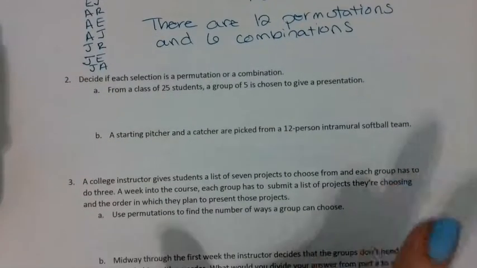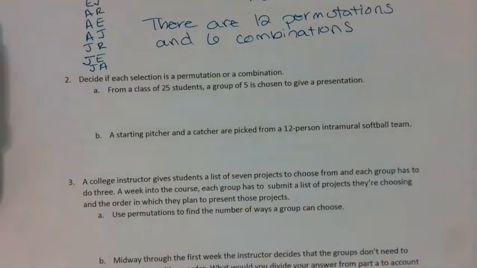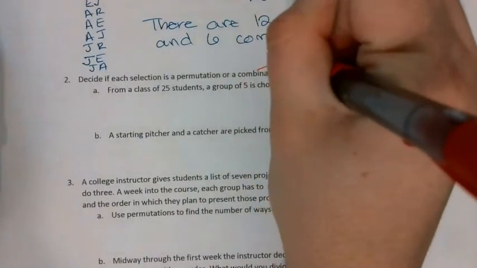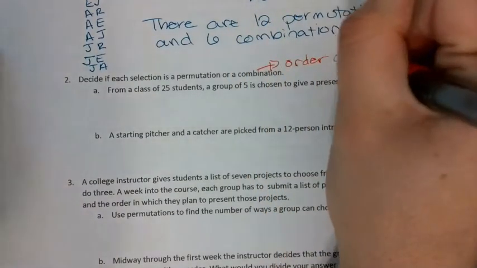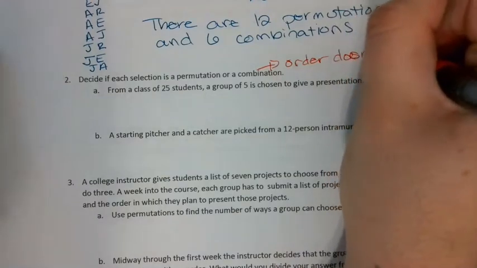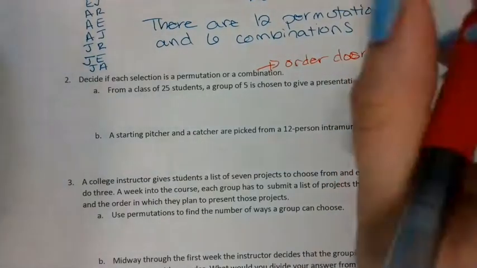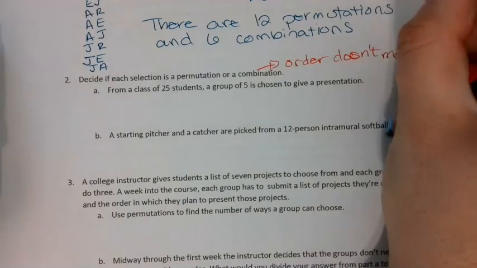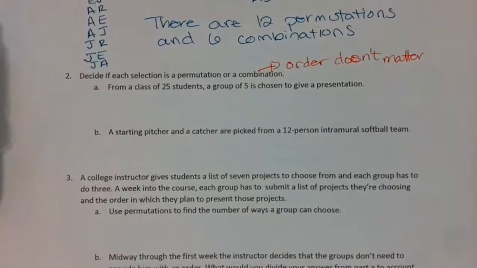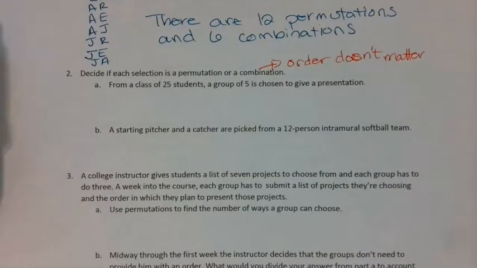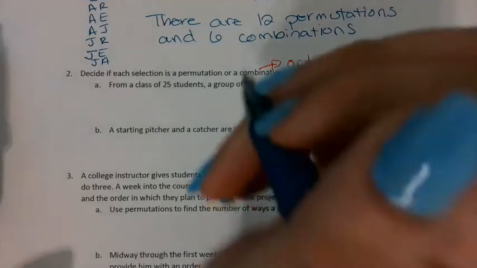So now we have to decide if it's a permutation or combination. Remember, for combination, order doesn't matter. It says from a class of 25 students, 5 are chosen to give a presentation. It's telling me they're presenting, it doesn't tell me the order they're presenting in. So this one is a combination.